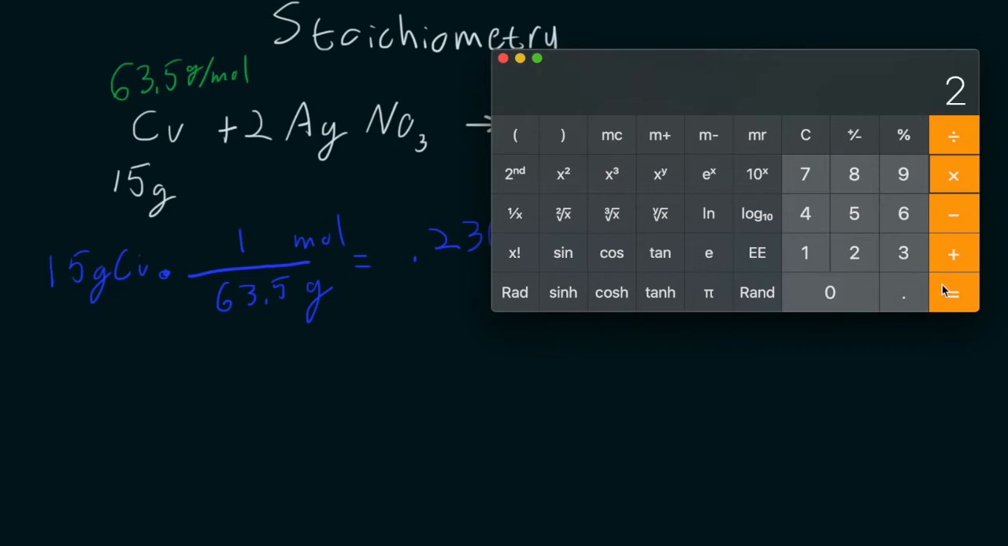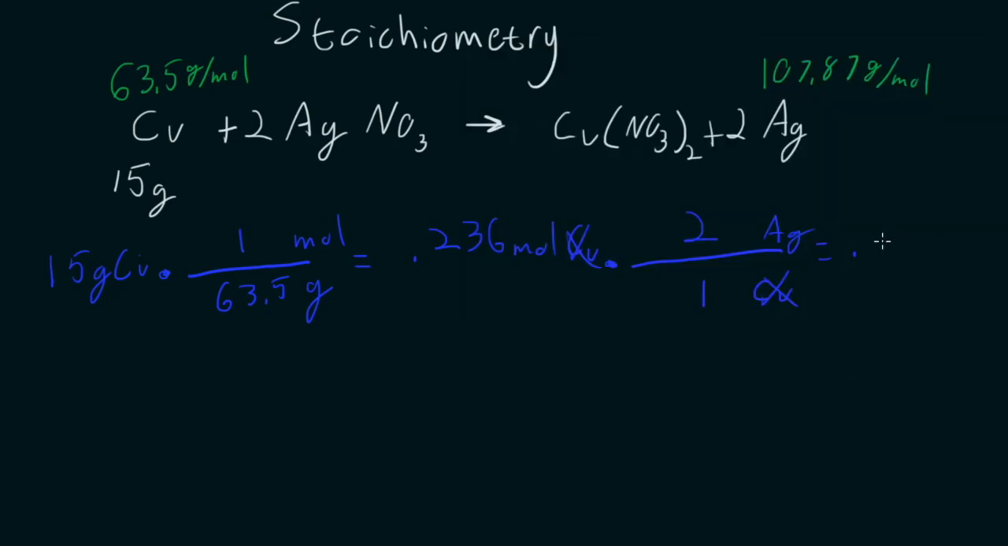So 0.236 times 2 is 0.472 moles of silver. All right, now I can take that 0.472 moles of silver, and that's right here. Now I need to figure out how many grams of silver that is going to be.